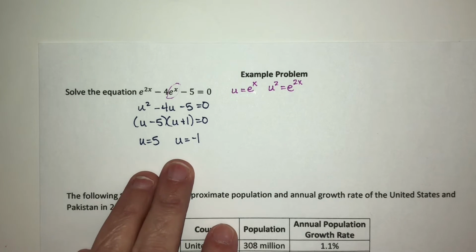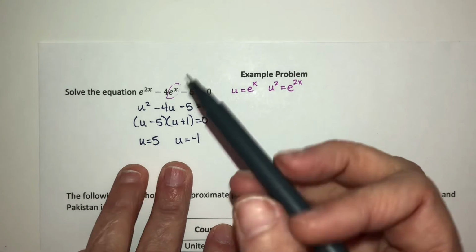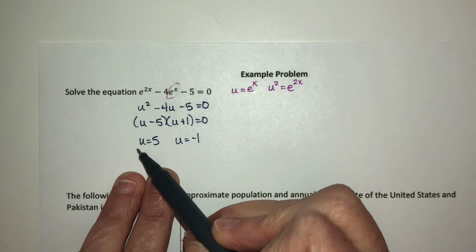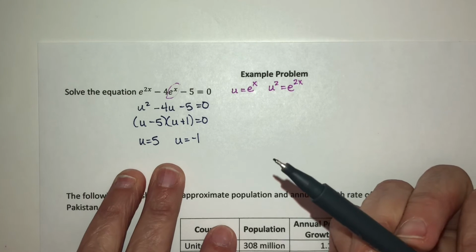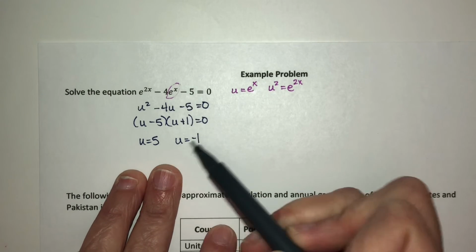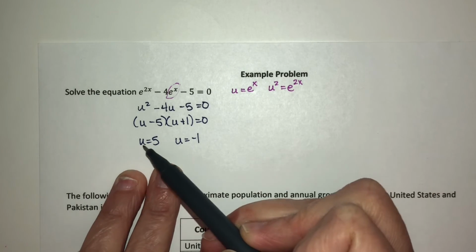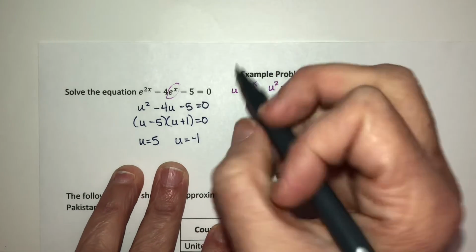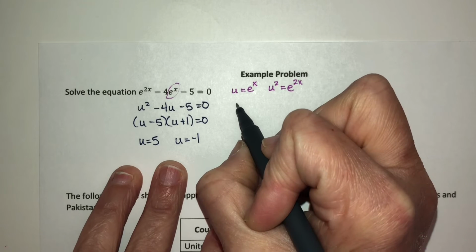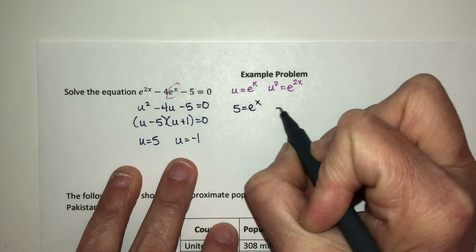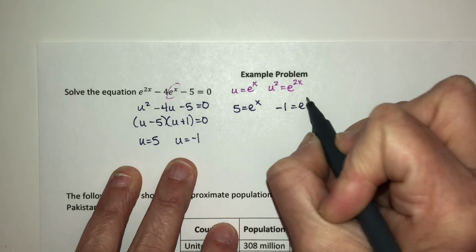Okay, so now what do I do? I have two little equations here. I was not asked to solve for u. I was asked to find x. So I used the substitution to make it easier looking to get part of it solved. Now I need to undo this. So I have two new equations to work. I have 5 equals e to the x, and I have negative 1 equals e to the x.